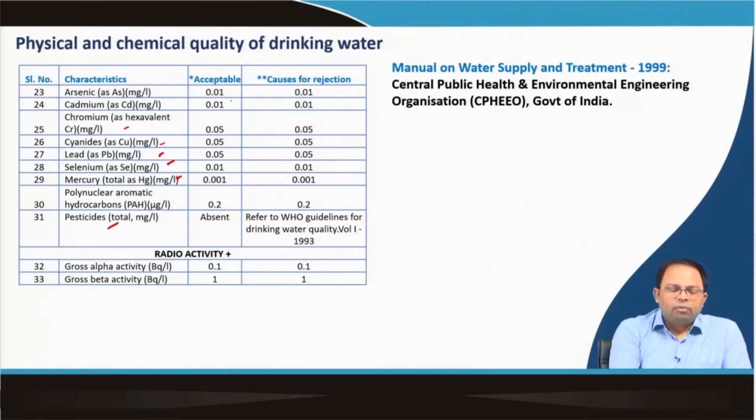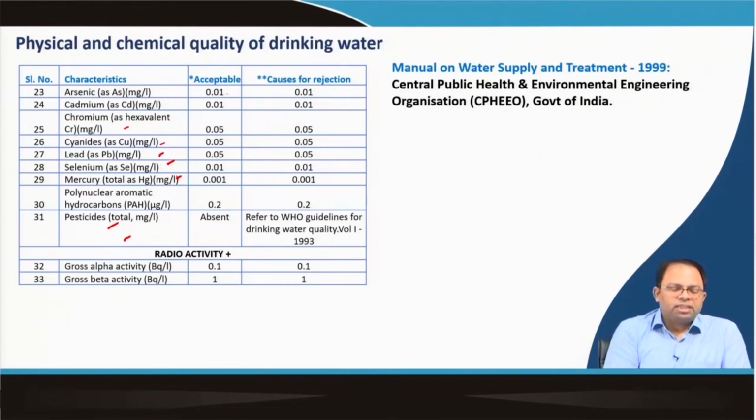So, these are the ones which we should be very, very careful about, and as you can see, both the first column and the second column show similar values, which is around 0.1 for arsenic milligrams per liter, 0.01 same for cadmium, 0.05 for chromium as hexavalent chromium. So, these are the ones which create cancers, these are the ones which create different kinds of diseases, and so on. So, we need to be very, very careful about this kind of constituents of drinking water.